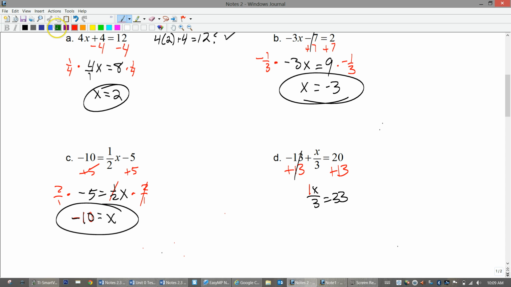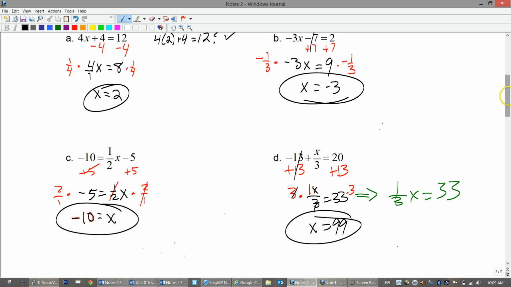Let me rewrite this just to be a little fancy for you. This is the same as 1/3 x equals 33. Okay? The reciprocal of 1/3 is 3. Gets rid of it. It's the same reason. But if we multiply both sides by 3 here, that's fine. And we get x equals, by the way, those divide out and make 1, 99.